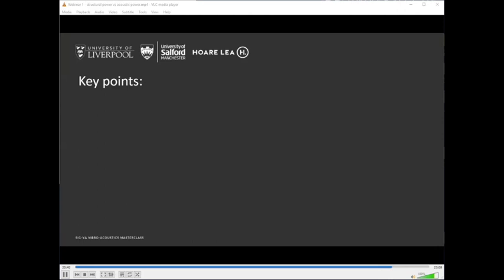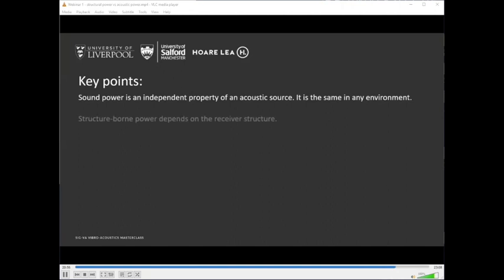Okay, now just onto some concluding remarks. So we have seen that the sound power is an independent property of an acoustic source. It's the same no matter what environment the source is placed in. Structural power, however, depends on what you attach the source to, and this means that it's not an independent property.